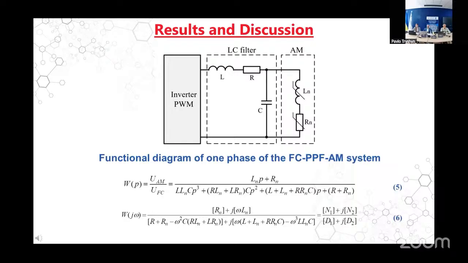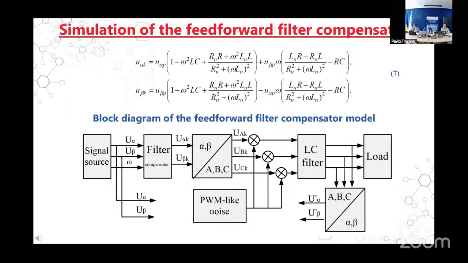To obtain the transfer function of PPF, let's consider one phase of the system: frequency converter, PPF, and an asynchronous motor, which is shown on slide 6. The asynchronous motor is represented as a variable RL load, the parameters of which depend on the electromagnetic and structural characteristics of the motor, its operating mode, and slip. The transfer function of the system takes the form of expression 5, which corresponds to the frequency characteristics 6. The operating mode of the compensator with a lead filter corresponds to equation 7.